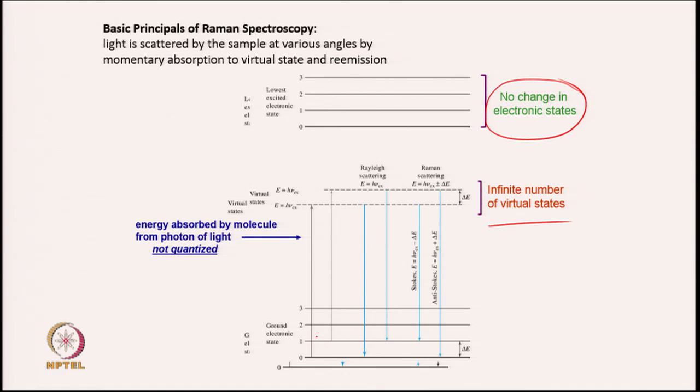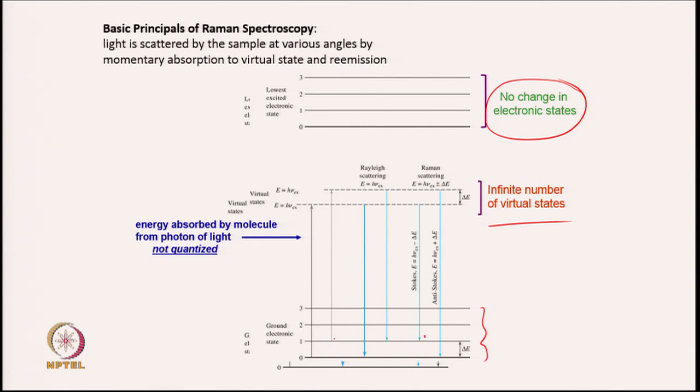During excitation, it can also take a molecule or a particle from a vibrational state 1 to a virtual state. So, this is your ground electronic state and there are these 4 vibrational states. From the first vibrational state it can go to another virtual state. And if, on absorption, it goes from 0 to this virtual state and comes back to the same ground state, then you say that it is Rayleigh scattering. Emission energy is equal to your h nu excitation.